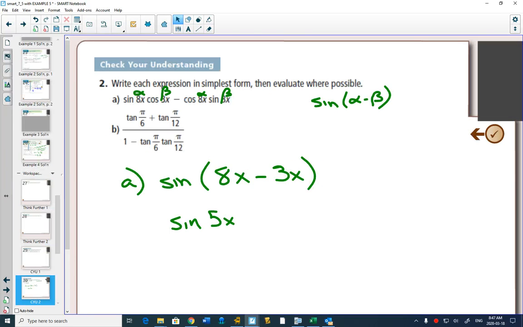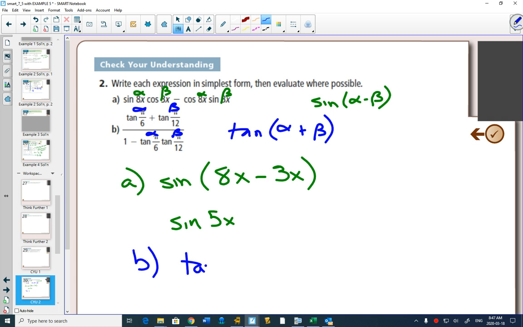So let's go back to B now. We have tan plus tan over 1 minus tan. That's a lot of tans. So you say, if this is alpha and this is beta, is there a formula that's tan alpha plus tan beta over 1 minus tan alpha tan beta? Yes. That is the tan alpha plus beta formula. And so for B, we could now write this side as the right-hand side. Alpha's pi over 6 and beta's pi over 12.